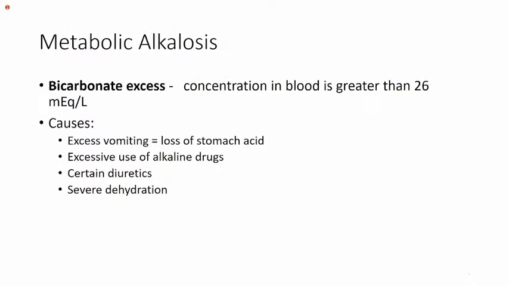Alkalosis. With a metabolic alkalosis, now you have got a bicarbonate excess. So your bicarbonate is greater than 26. So this can be because of, number one, excessive vomiting, where you're losing your HCl, okay? It can be because of excessive use of alkaline drugs, certain diuretics, especially your loop diuretics and your thiazide diuretics can lead to a metabolic alkalosis, as well as severe dehydration that basically leads to a contraction alkalosis.